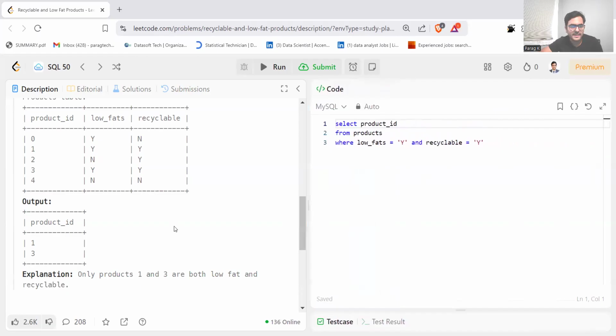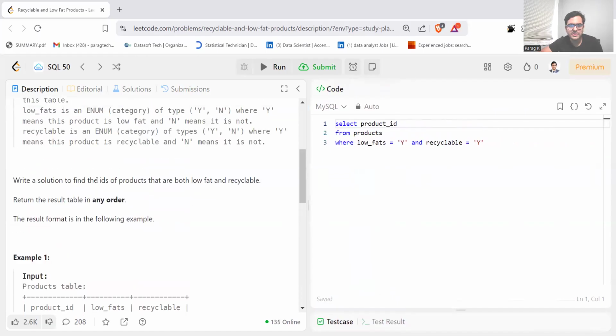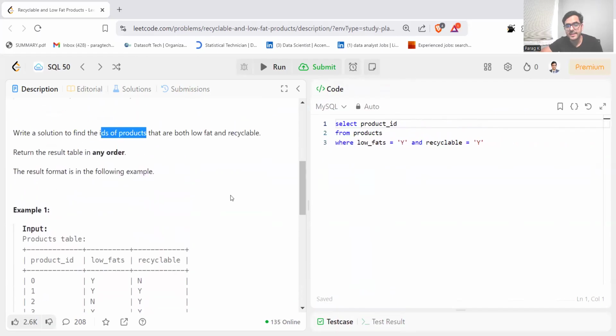They wanted us to write a solution to find the IDs, so it just needed the ID. That's the reason we selected only the product ID. Then we did from products, okay, and where low fats equals Y and recyclable equals Y. It's a very simple one, and you have to understand this when you have to do multiple things, okay.